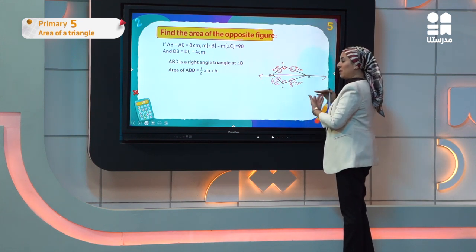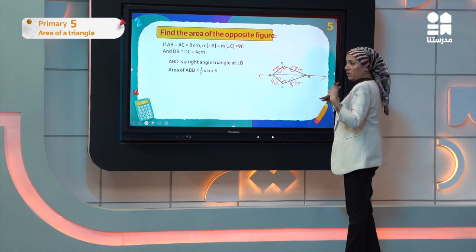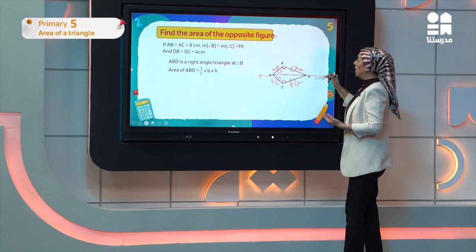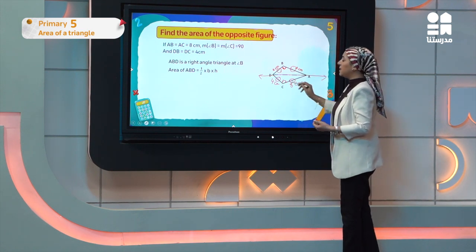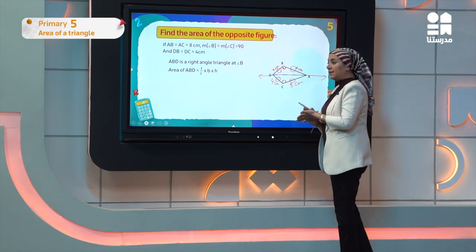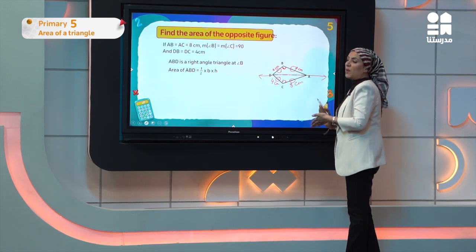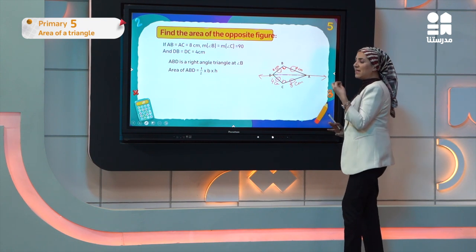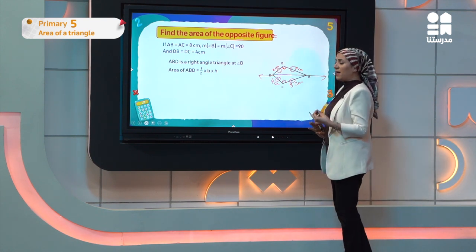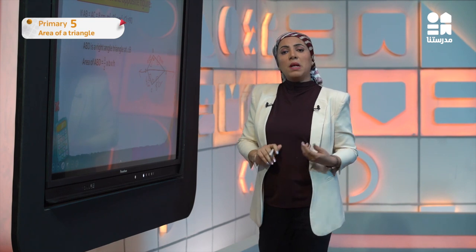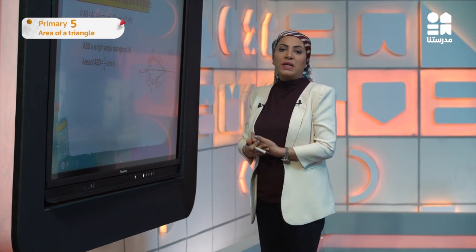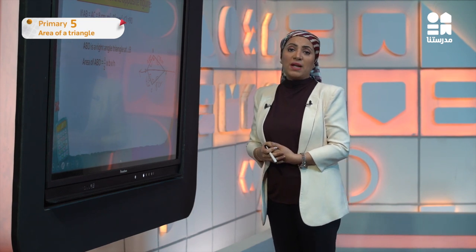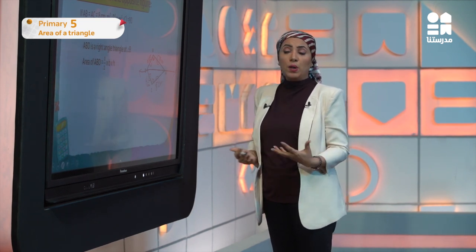If you remember the symmetrical figures, what we took before, so this is a symmetrical figure, which means that ABD and ACD are identical, okay? They are like twins, exactly the same in everything. So all what I need to do is to get the area of one of them, and then I multiply it by 2. You can get the area of any of them and multiply it by 2, and this will get me the area of the whole figure.